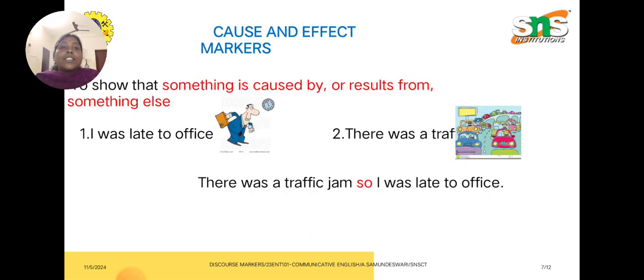And the next thing is cause and effect, to show that something is caused by or results from the cause that happened. I was late to the office. There was a traffic jam. So you can connect the sentences with the help of connective words such as so, therefore, and all. There was a traffic jam, so I was late to the office.